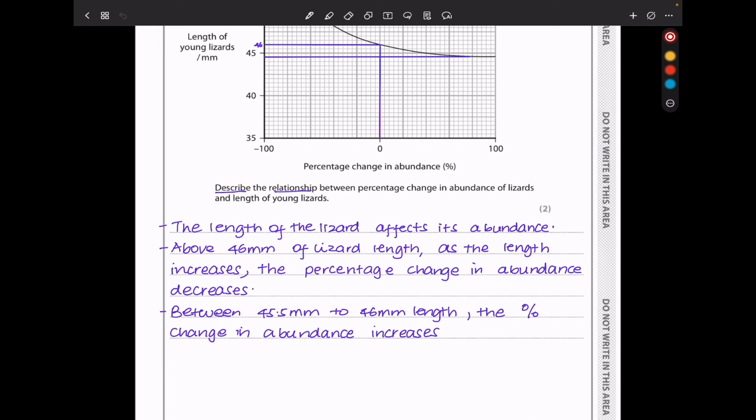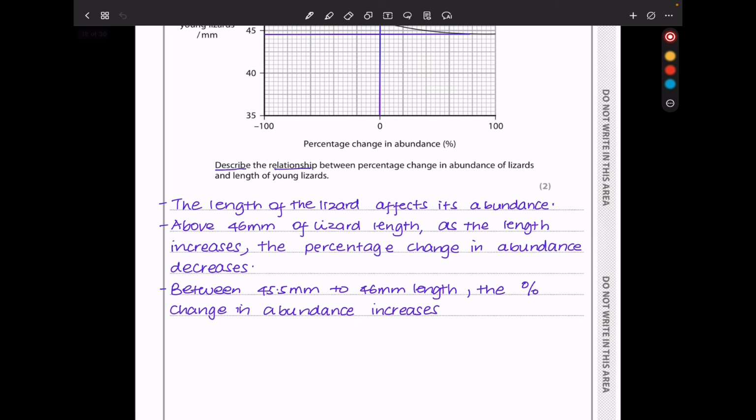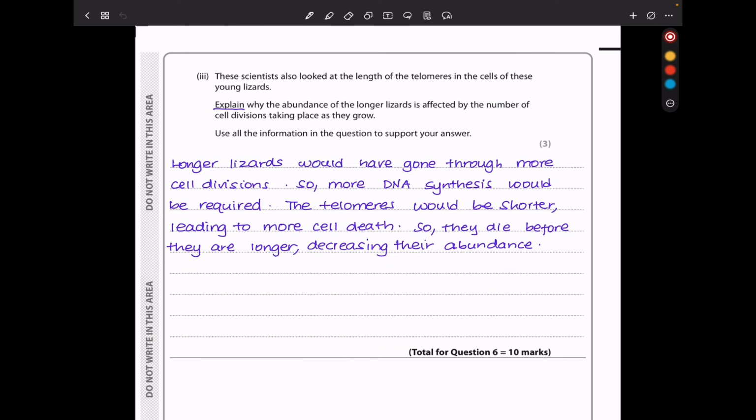So I say the length of the lizard affects its abundance. Above 46 millimeters of lizard length, as the length increases, the percentage change in abundance decreases, and between 45.5 millimeters and 46 millimeters length, the percentage change in abundance increases. Then they say the scientists also looked at the length of the telomeres in the cells of these young lizards. Explain why the abundance of the longer lizards is affected by the number of cell divisions taking place as they grow.